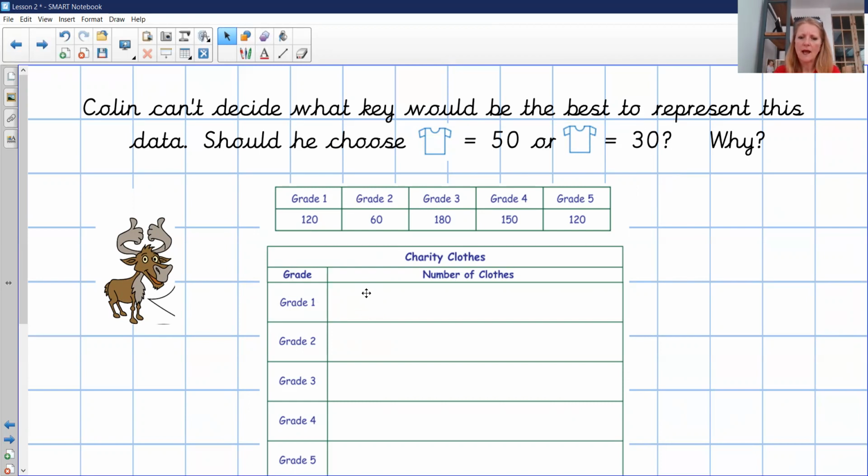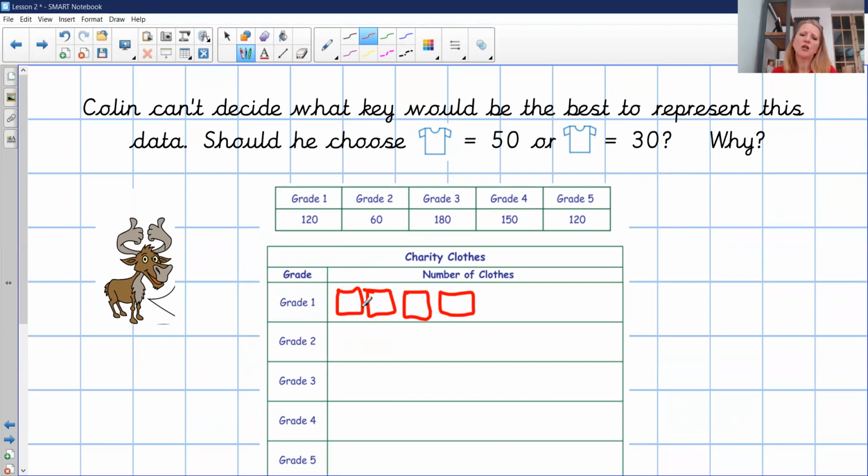How many t-shirts would he use to represent 120? How many t-shirts would he need to draw? That'd be 30, 60, 90, 120. Oh, I could draw 4 t-shirts. I'm just going to draw boxes. 1, 2, 3, 4. So if a t-shirt represented 30, that would be 4 lots of 30, which would be 120.